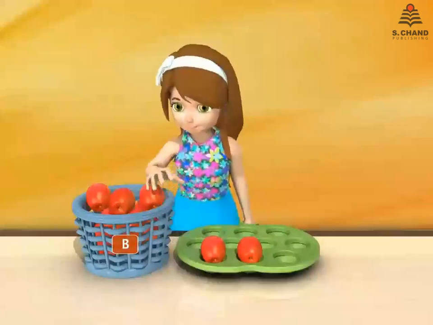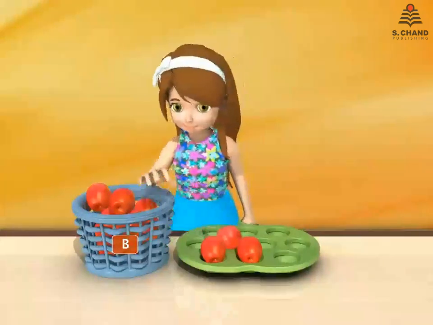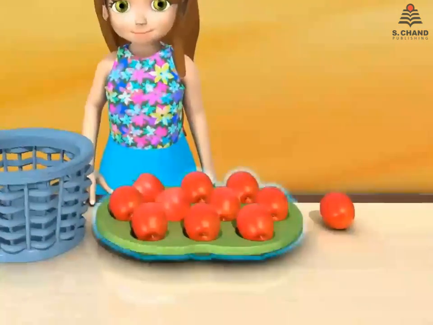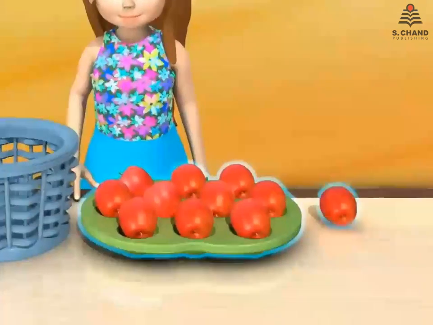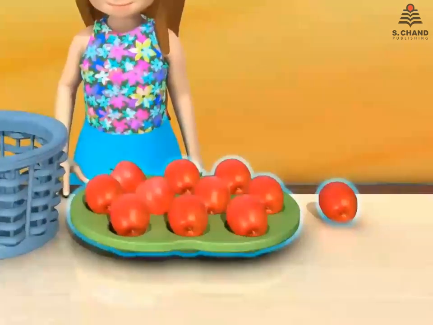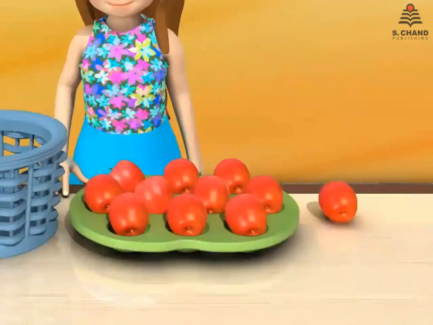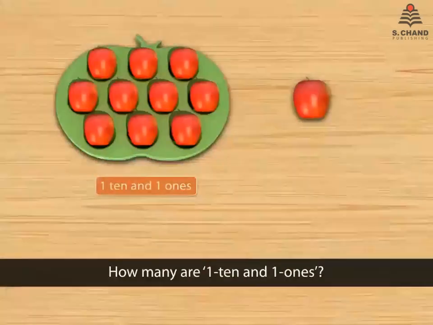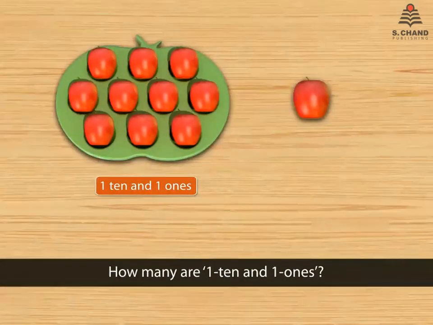Let's count how many apples are there in basket B. There is 1 full tray of 10 and 1 leftover apple. 1 tray of 10 is called 1 ten. But what do we call 1 leftover apple? We call it 1 one. How many are 1 ten and 1 one?